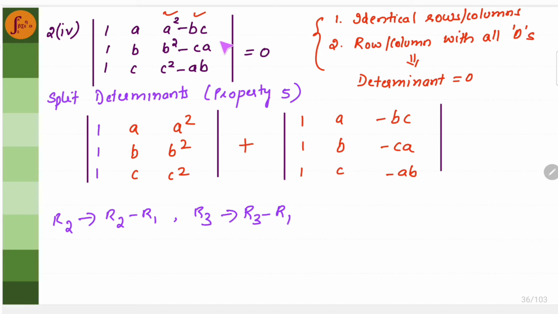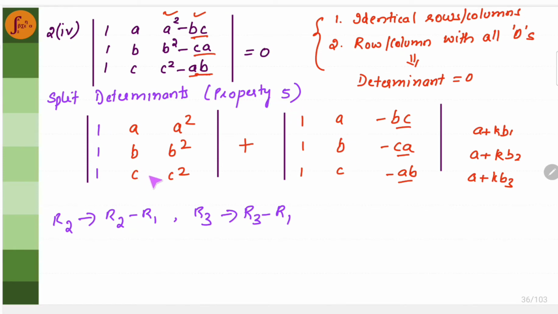There is a property in determinants which says that if you have elements as a sum of two terms, remember a plus kb1, a plus kb2, then you can split the determinant. You can have 1, a square, and this, minus bc, minus ca, minus ab. These three things can get into another determinant like this. So you can split the determinant based on property number 5.